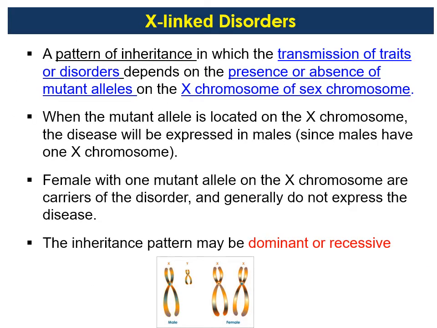What is X-linked disorder? It is a pattern of inheritance in which the transmission of traits and characteristics depends on the presence or absence of a mutated allele on the X chromosome of the sex chromosome. When one mutated allele is present on the X chromosome in a male, the phenotype will be expressed. This is because a male only has one X chromosome in the sex chromosome. However, females with one mutated allele on the X chromosome are carriers and generally do not express the disease. X-linked disorders can be categorized into dominant or recessive.